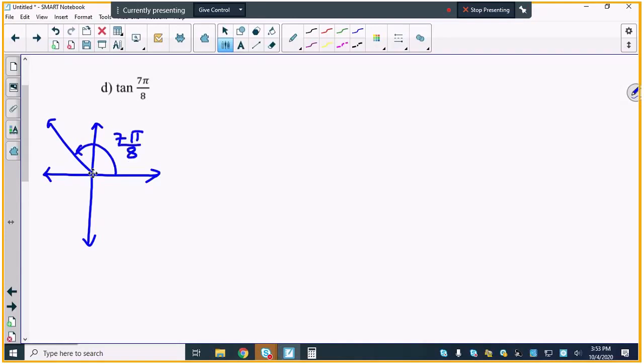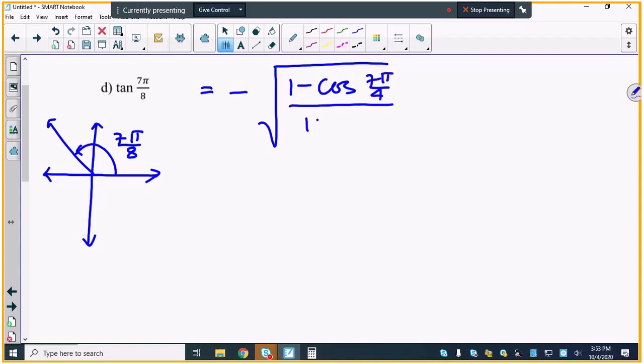Now remember, this time tangent in the second quadrant is negative. So in the formula, you will say minus square root of the formula. When I'm removing the absolute value, I take the negative value. And that is 1 minus cosine alpha, where alpha is double of 7 pi over 8, which is 7 pi over 4. The bottom is the same: 1 plus cosine 7 pi over 4. So what is 7 pi over 4?